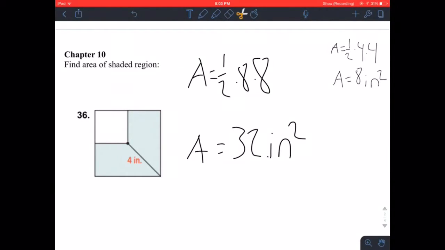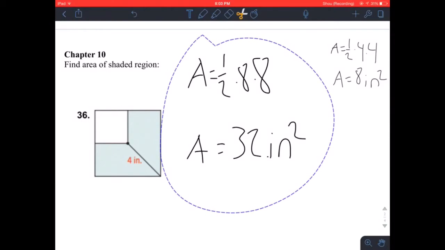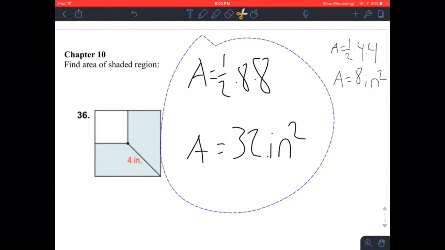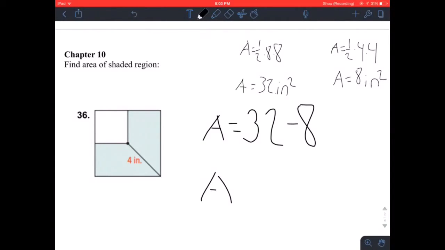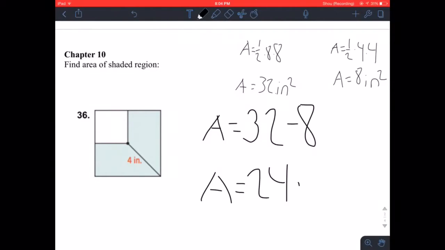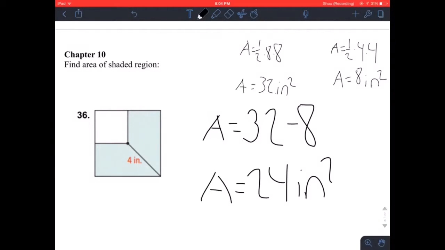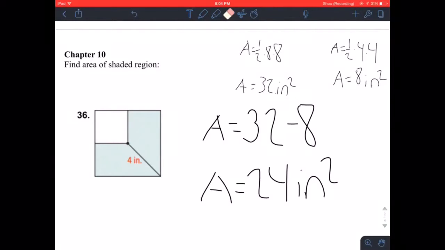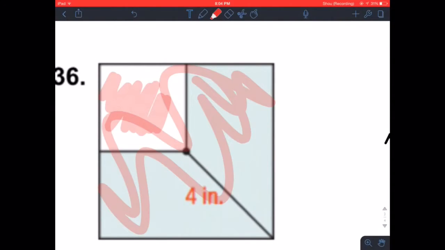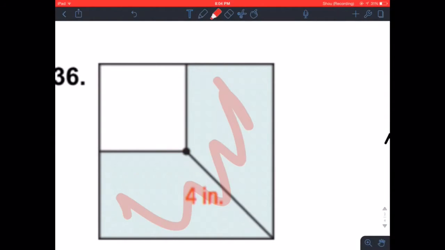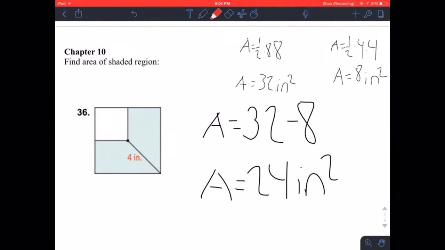There you go. And so what you do from here is subtract the areas to get the area of the shaded region. Simple. So you do A equals 32 minus 8. So A equals 24 inches squared. There you go. It's simple as that. All you're doing in this problem is subtracting this from this to get this right here. And that's basically all you're doing. So it's pretty simple.